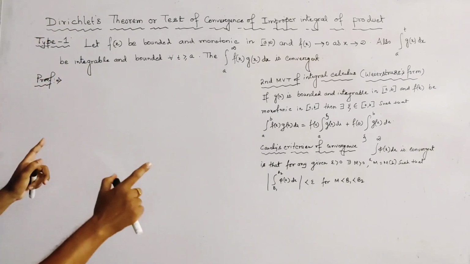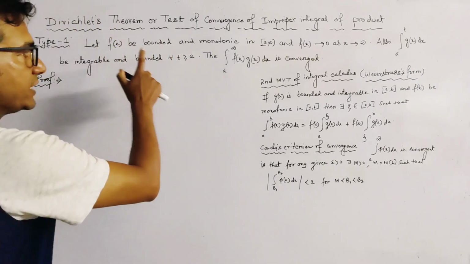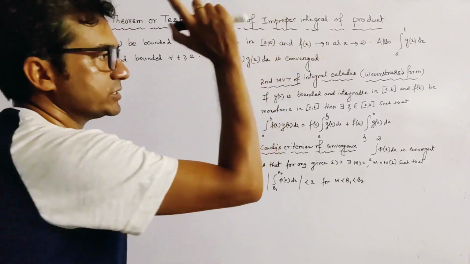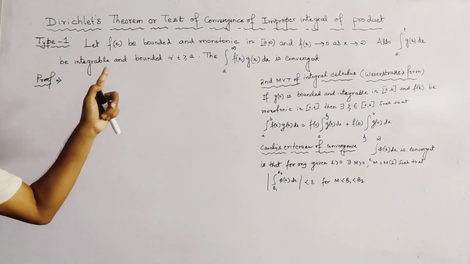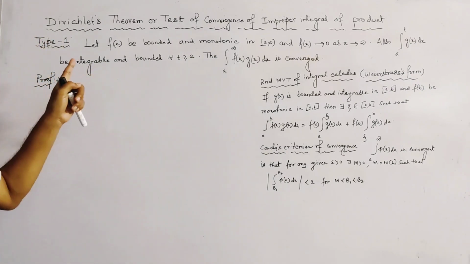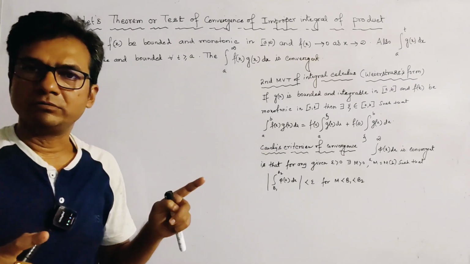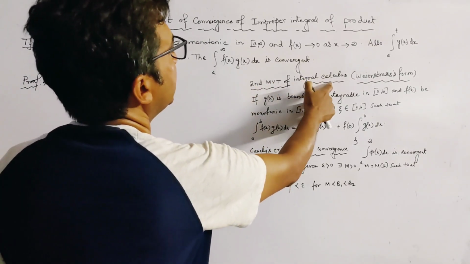Then Dirichlet's theorem says that integration a to infinity f(x) g(x) dx is convergent. This is the statement of the Dirichlet test of type 1, right? To prove this theorem, we use a very important theorem here: the second mean value theorem of integral calculus.